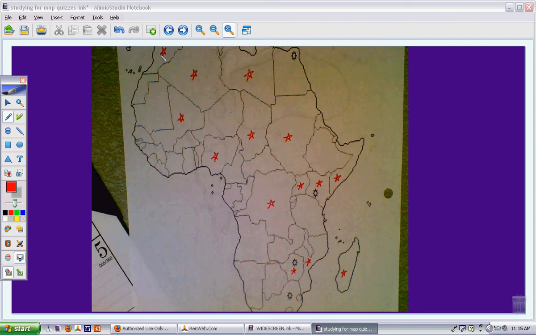So again, we have Mali, Algeria, Libya. Saying them out loud, seeing if I can figure out what they are without seeing the words in front of me. Sorry, I said that was Mali. It's really Morocco. Morocco, Algeria, Libya. Here's Mali. And then it goes from there. Nigeria, Chad, Sudan. Now, one little hint here.